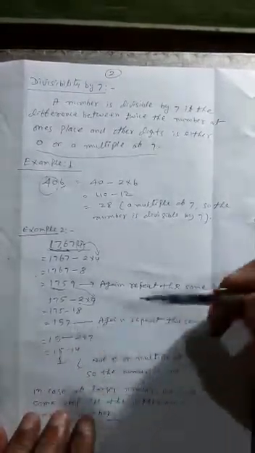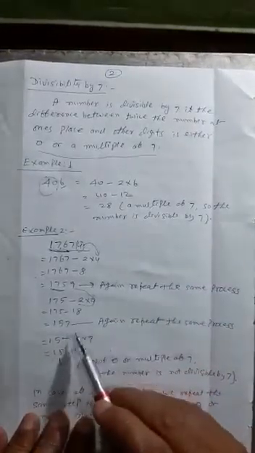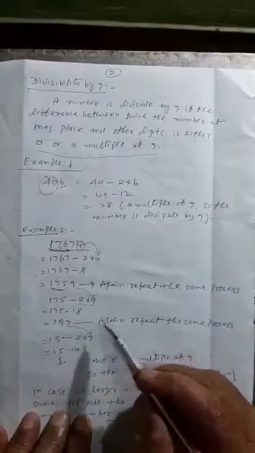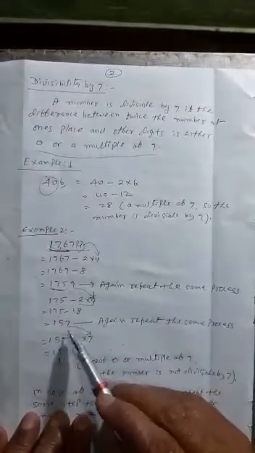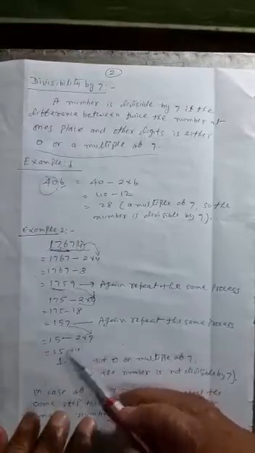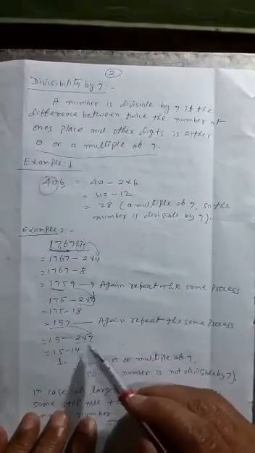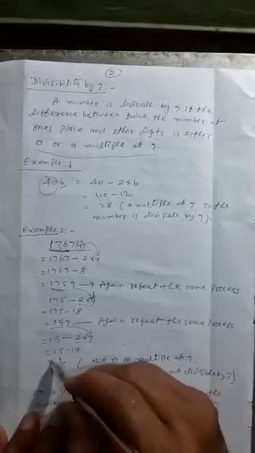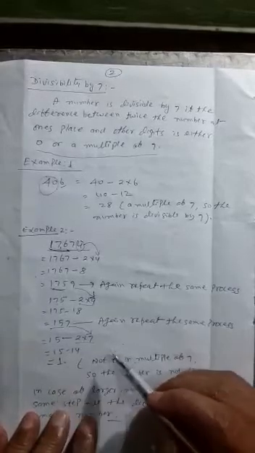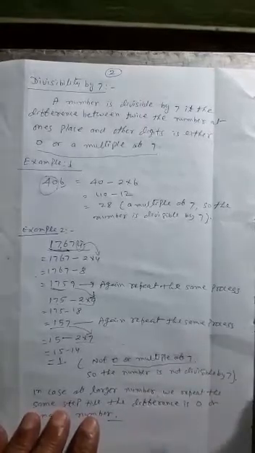Again there are 3 digits. Again we have to apply the same rule. And what is the rule? To check the divisibility by 7, the unit place digit will be multiplied by 2. Now in this step, what is the unit place digit? 7 is the unit place digit. It will be multiplied by 2 and then subtracted from the remaining number. Here 15 minus 2 into 7, 15 minus 14, is equal to 1. And the difference is not 0 or a multiple of 7. So this given number is not divisible by 7.